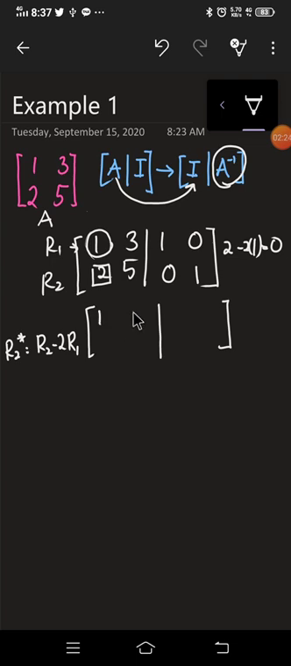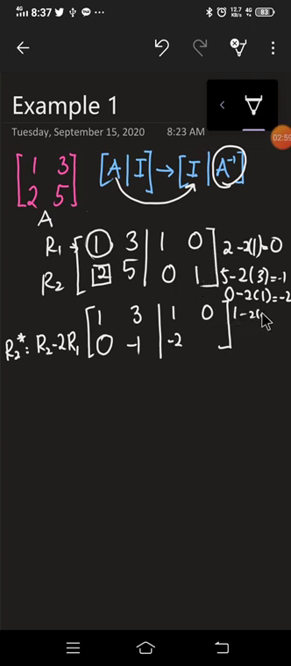What will we get? The first row didn't change, so we just change the second row. 2 minus 2 of 1 will be 0. Then 5 minus 2 of R1, and R1 here is 3, so 5 minus 6, which is negative 1. Then on the right side, 0 minus 2 of the first row's 1 gives negative 2. And the last one, 1 minus 2 of 0, is still 1. So we have changed the first column.